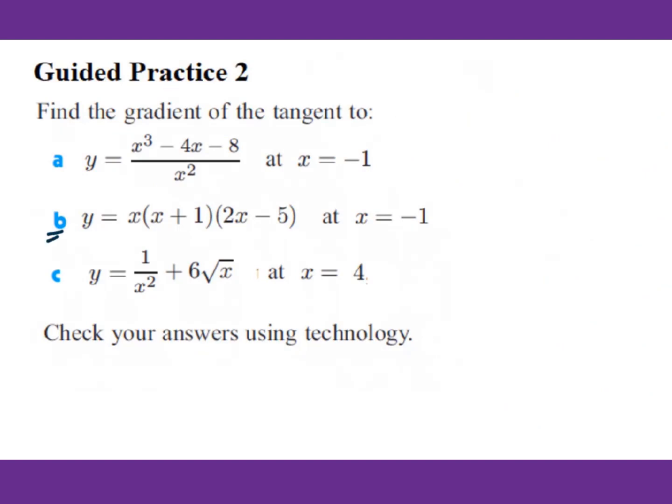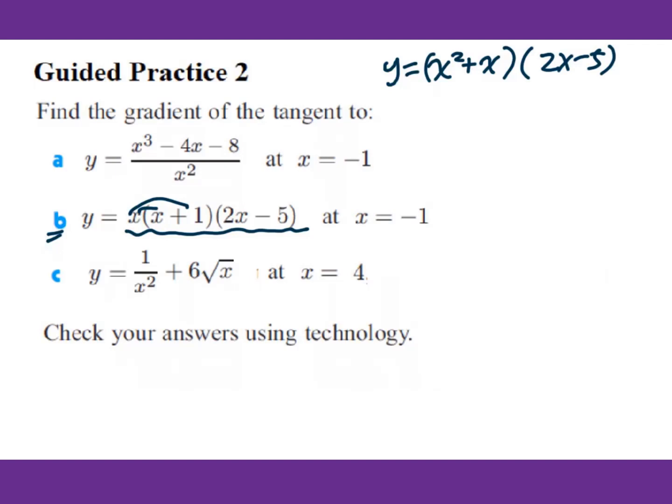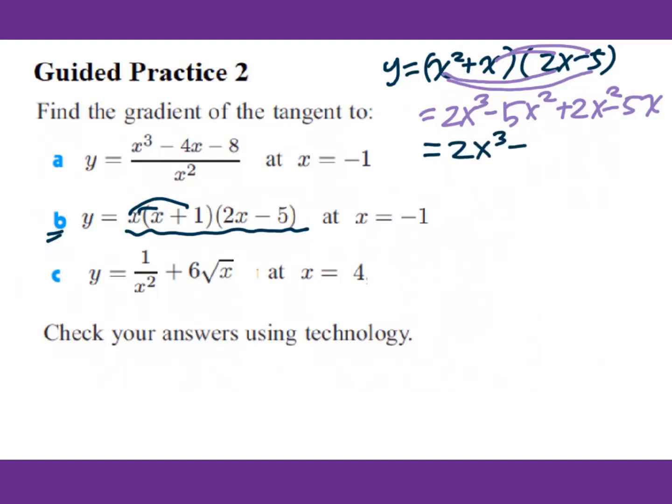Now let's go to B. Since we just learned the power rule, therefore we've got to do the distributive property, then do the FOIL. So y equals, distributive property, we get x squared plus x times 2x minus 5. This time we do the FOIL. You will get 2x third power minus 5x squared plus 2x squared minus 5x. Then we combine like terms: 2x third power minus 3x squared minus 5x.